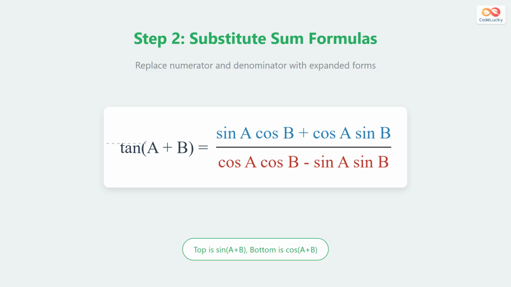Next, we substitute the expansion formulas we recalled earlier. In the numerator, we replace sine of A plus B with sine A cosine B plus cosine A sine B. In the denominator, we replace cosine of A plus B with cosine A cosine B minus sine A sine B. Now we have an expression entirely in terms of sines and cosines of individual angles.